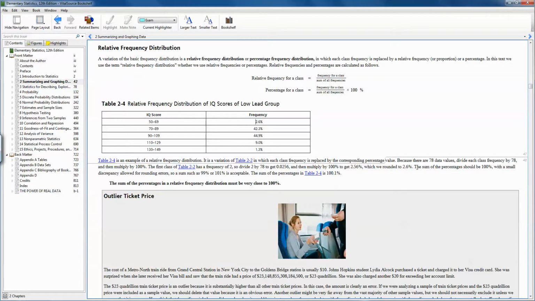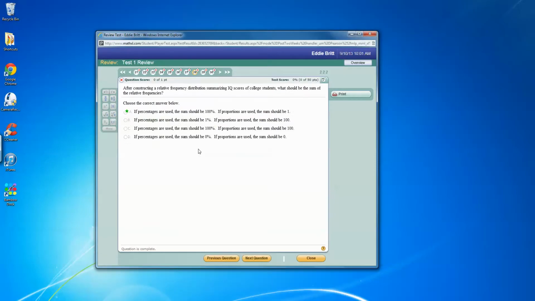It says the sum of the percentages should be 100%, with a small discrepancy allowed for rounding errors. So a sum such as 99% or 101% is acceptable, since in this table you're rounding to one decimal place. Since you're rounding, sometimes when you add all those up, you'll be close to 100. So that is okay. Let's go back to the problem.